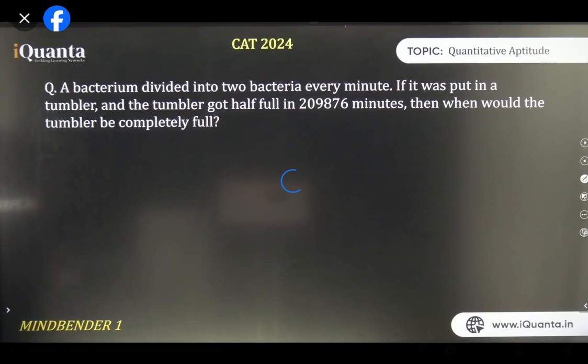So a bacterium divided into 2 bacteria every minute. If it was put in a tumbler and the tumbler got half full in 209876 minutes, then when would the tumbler be completely full?